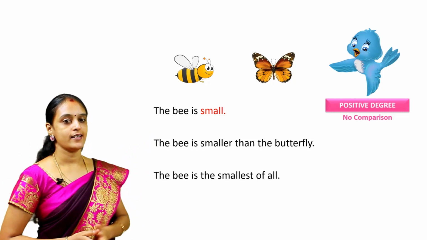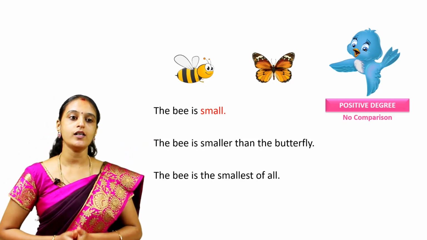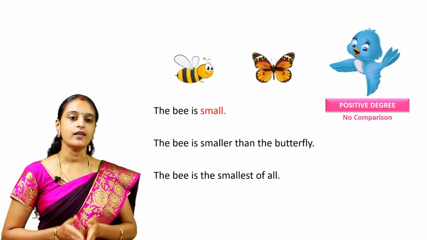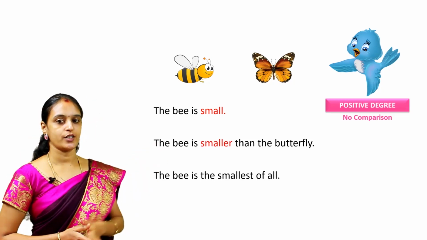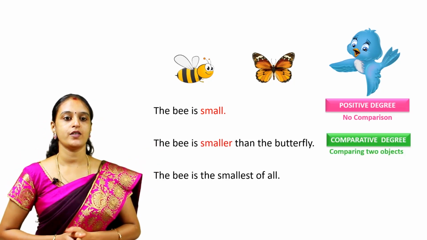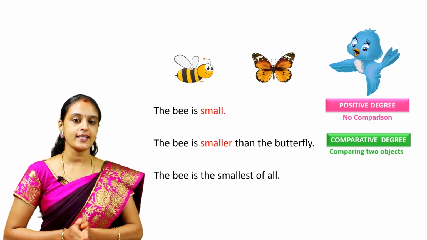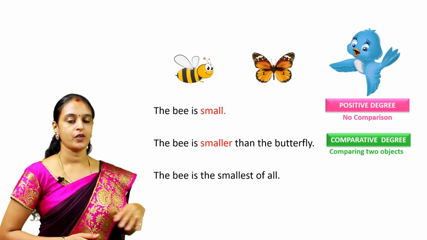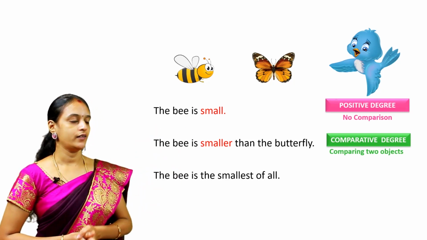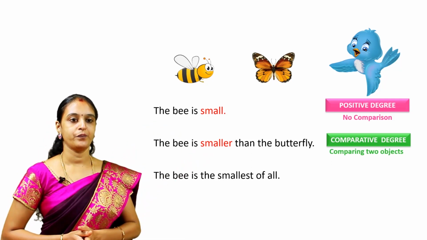Now look at the second sentence. The bee is smaller than the butterfly. Here smaller is the adjective that denotes a comparative degree. Here the bee is compared with the butterfly. Two insects are compared here, the bee and the butterfly.